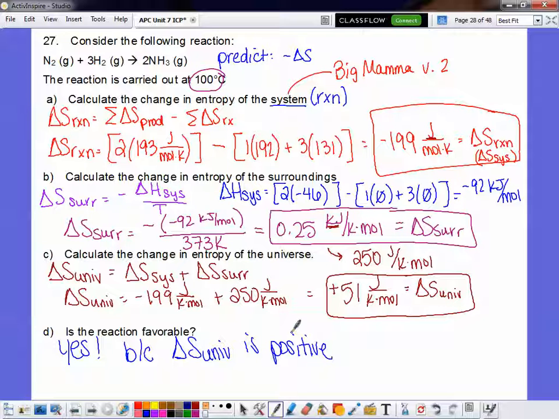Okay? So that is it for today. Next class, we're gonna run our procedures, and you're gonna calculate and figure out which hand warmer is best. And then in 2 classes, we're going to wrap up with Gibbs free energy.